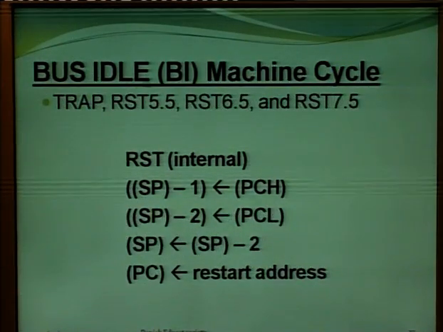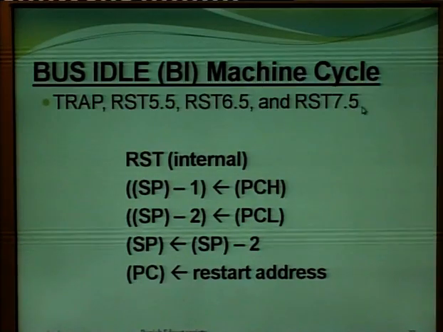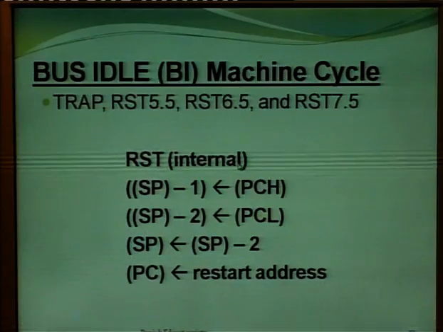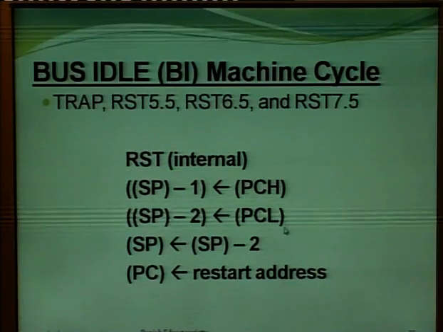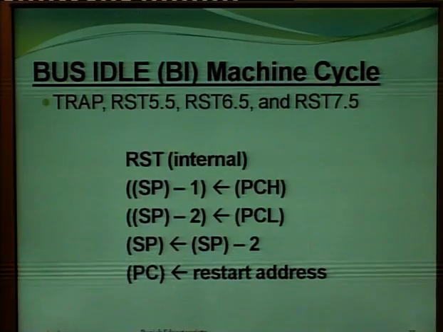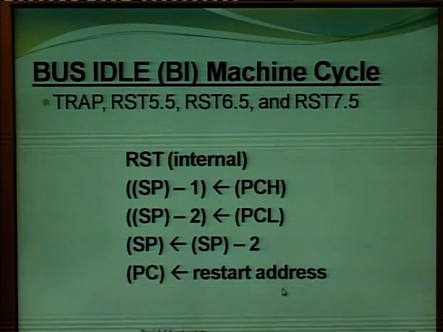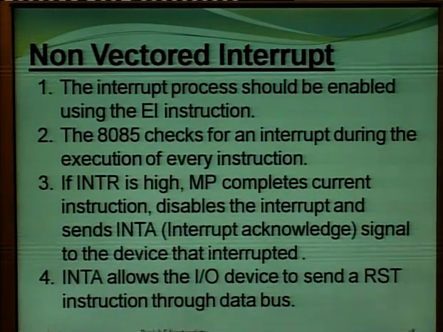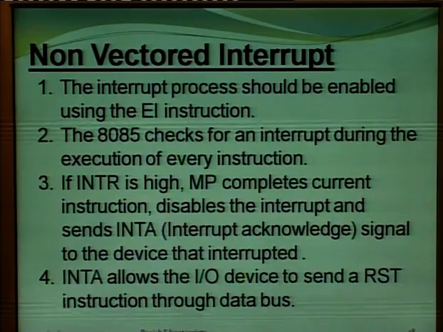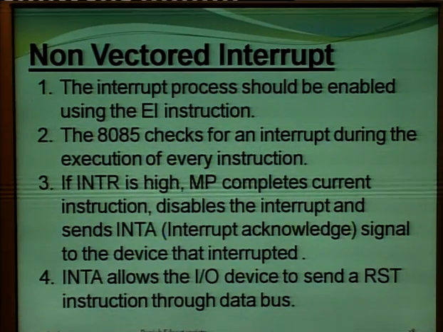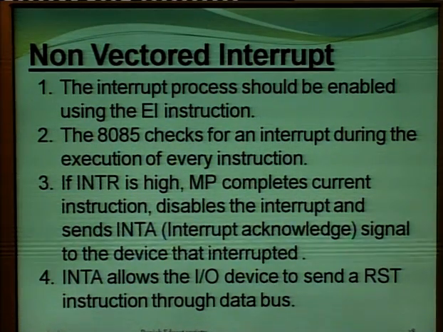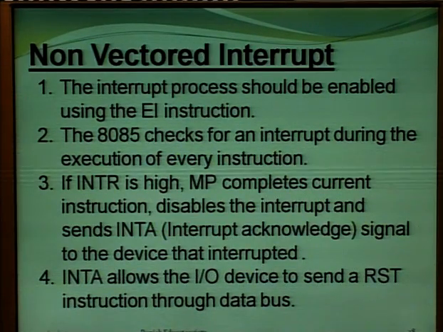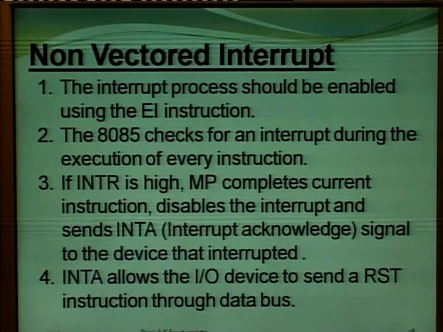In case of these four interrupts, the RST interrupts, the vector address is generated internally, PCH and PCL go to the stack, and the program counter starts from a new address that is given by the microprocessor. Non-vector interrupt: INTR is the only non-vector interrupt in the case of 8085. The interrupt process should be enabled using the EI instruction. The microprocessor checks for an interrupt during the execution of each instruction.